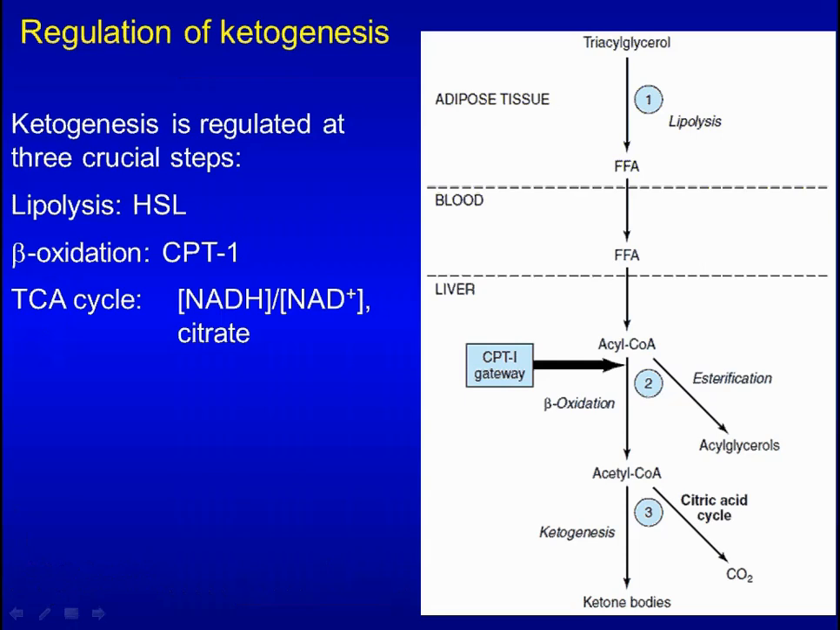Ketogenesis is regulated at three crucial steps. First, at lipolysis, by controlling hormone-sensitive lipase. Second, at entry to beta oxidation, by controlling CPT1. Third, at the TCA cycle, specifically at isocitrate dehydrogenase. High NADH inhibits isocitrate dehydrogenase. It promotes ketogenesis. Low NADH promotes the TCA cycle. Ketogenesis is reduced.